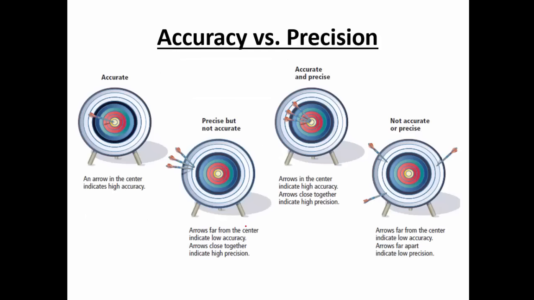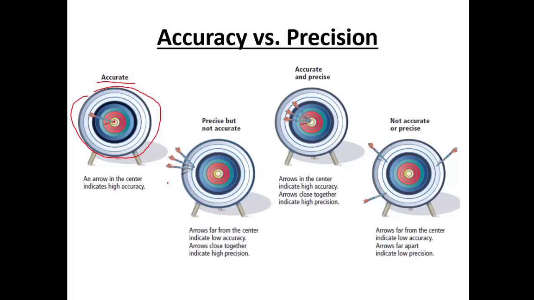If you're throwing darts or doing archery, an analogy is to draw out each of these targets. We have our bullseye area, and you're trying to hit closest to the target. Our first one is accurate. You're accurate if you can actually hit the center of the target. So an arrow in the center of the target indicates high accuracy. How close to the intended mark are you?